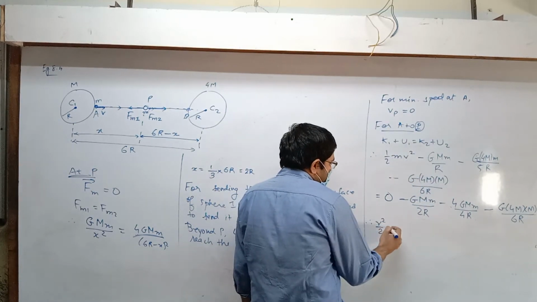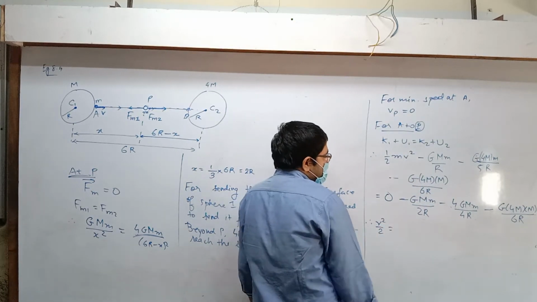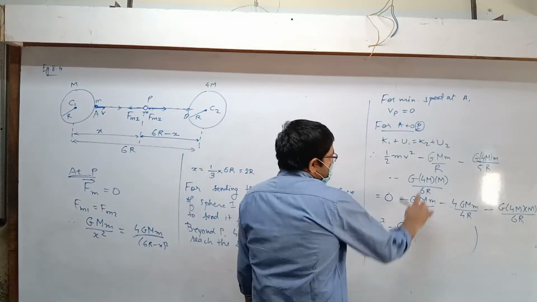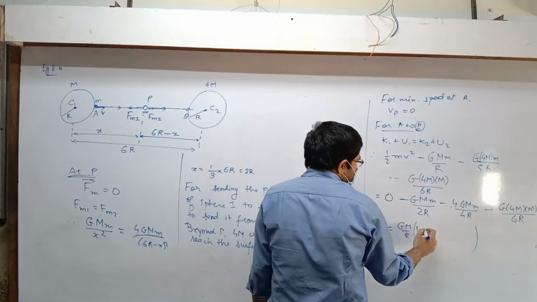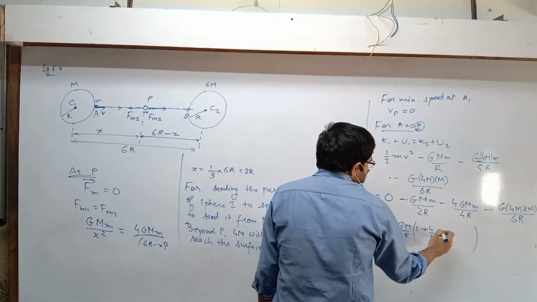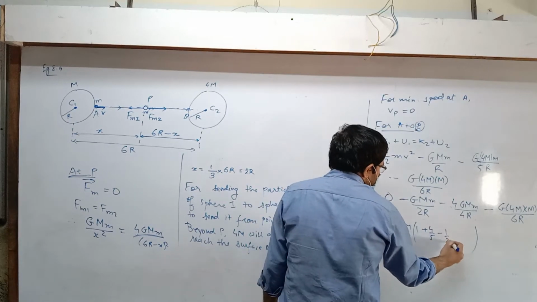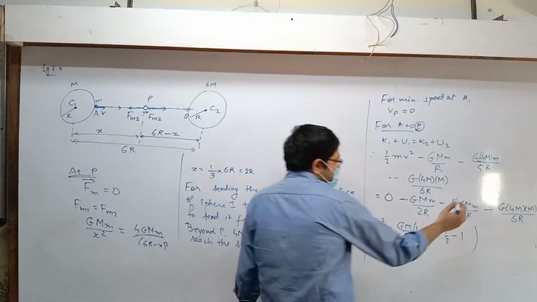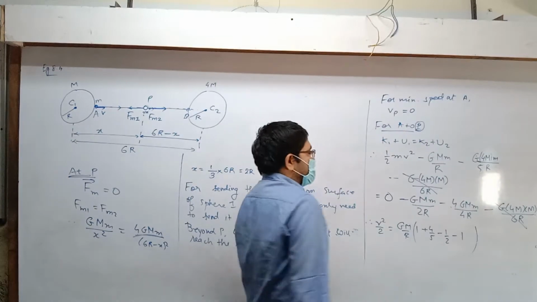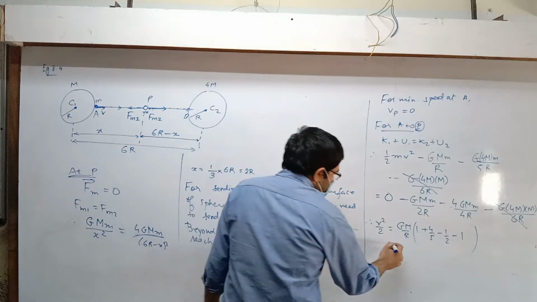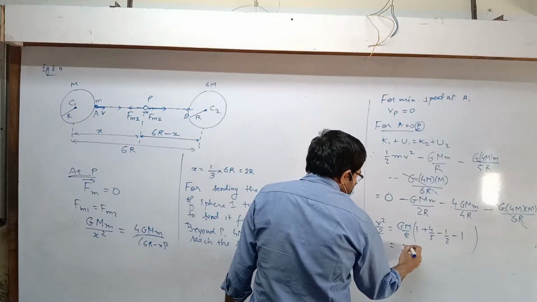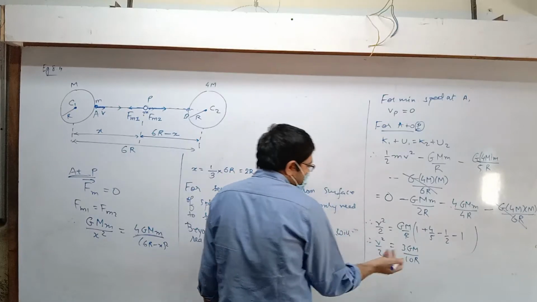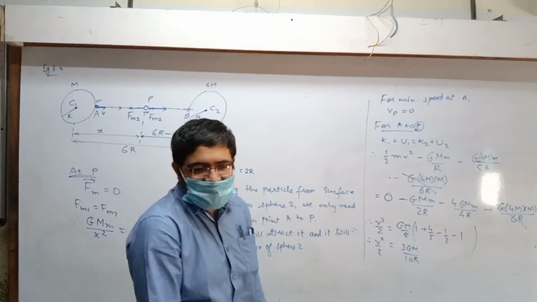So we are getting V squared by 2 equals, on the right side, GM by capital R is common. First term 1, second one plus 4 by 5, third one minus 1 by 2, and last one 1, because 4 by 4 is 1. Okay, so this is 8 minus 5, 3 GM by 10R, and this is V squared by 2, so we get a value of 2 GM by 5.